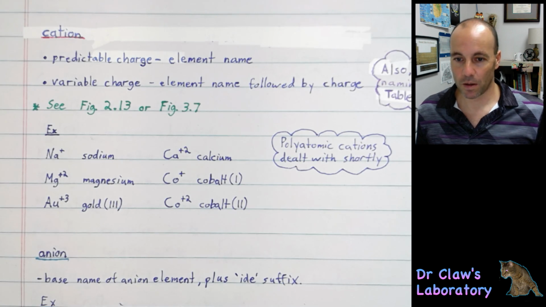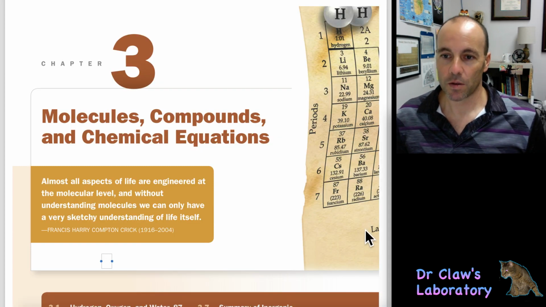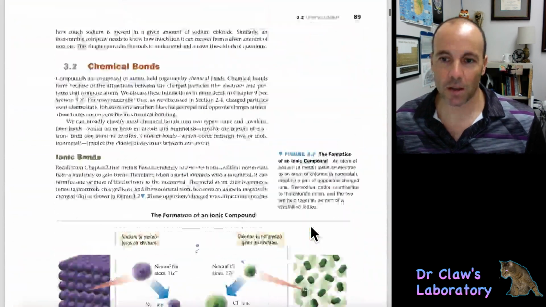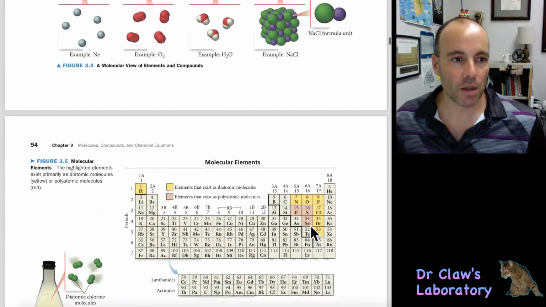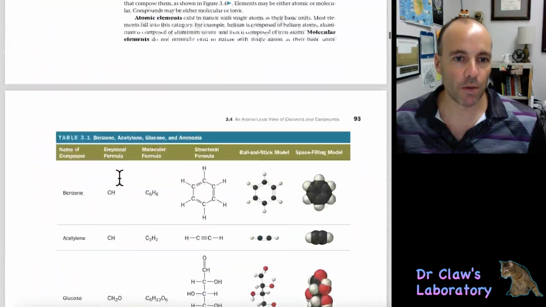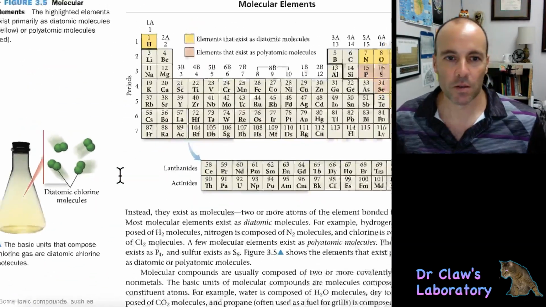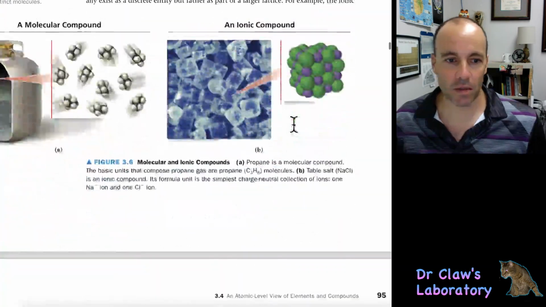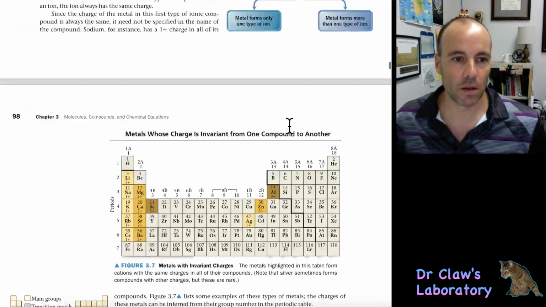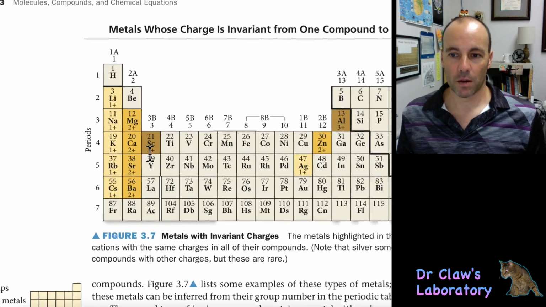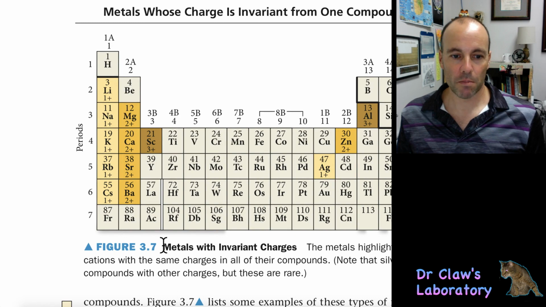Okay, so this is in chapter 3. Let's have a look at figure 3.7. So figure 3.7, this is 3.5. So 3.5 tells you the molecular elements. Let's go to 3.7. Okay, here you go. So these are the metals with invariant charge.